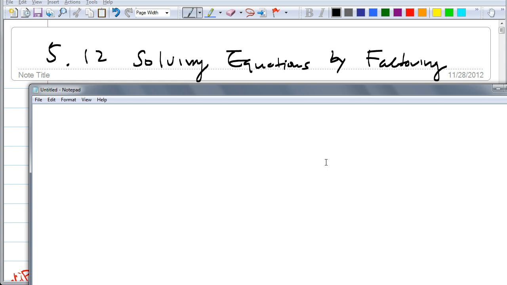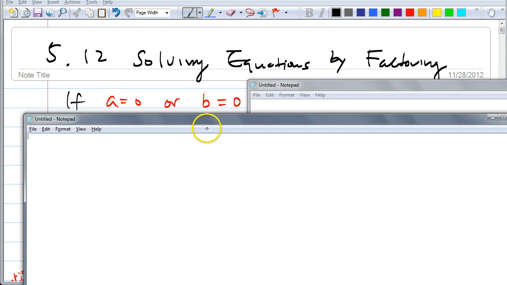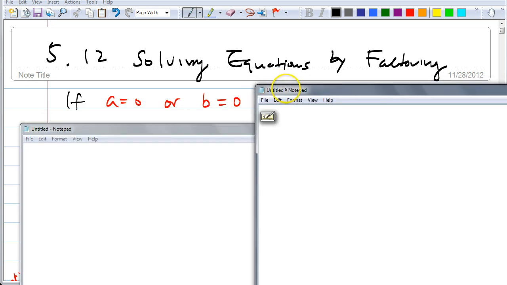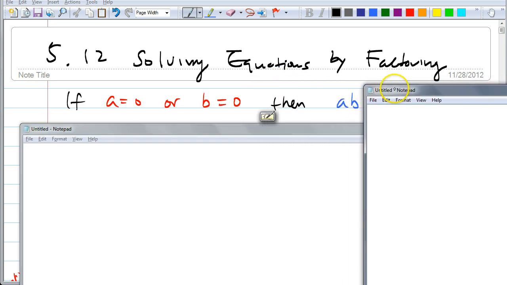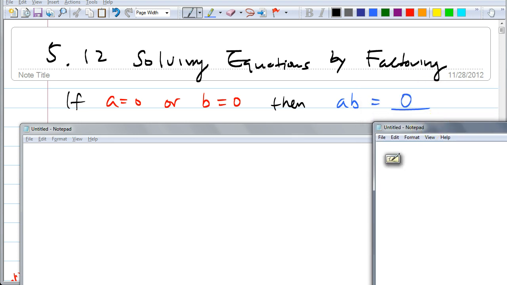Is that okay? But the idea is really simple. Let me ask you this: if a or b is equal to 0, what can you tell me about a times b? This is 0. Is this a very simple idea? Isn't this a very simple idea, guys?